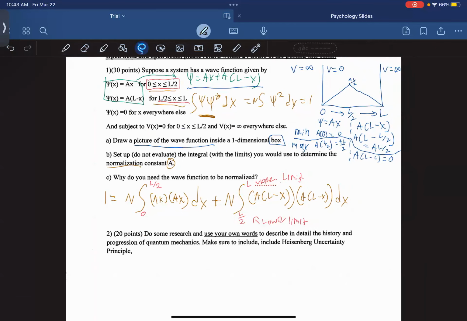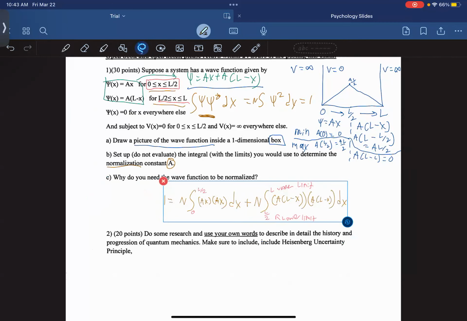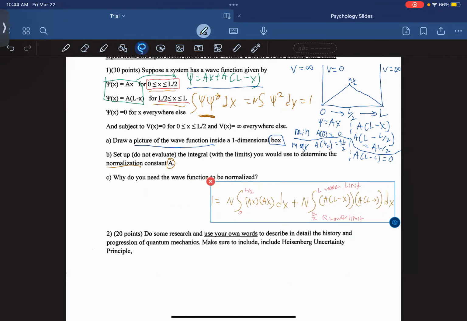And then it asks part C, why do you need the wave function to be normalized? So what do you guys think? Why would we need to normalize the wave function? Alrighties. Okay.